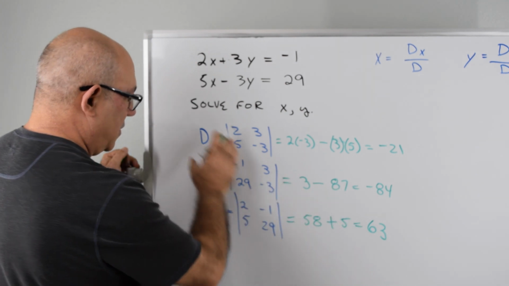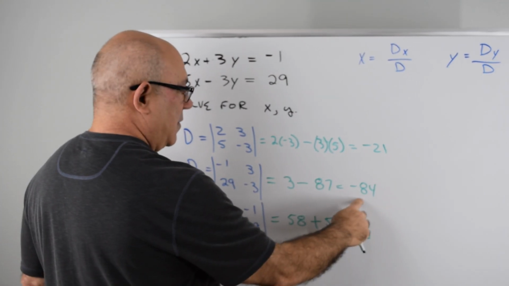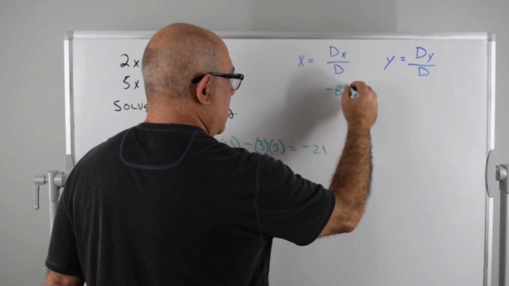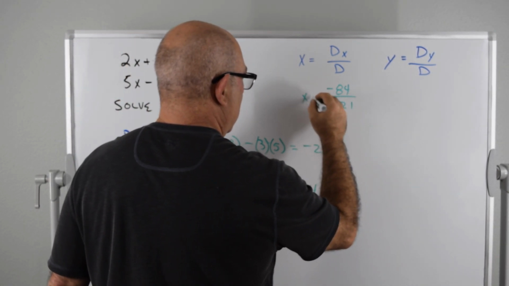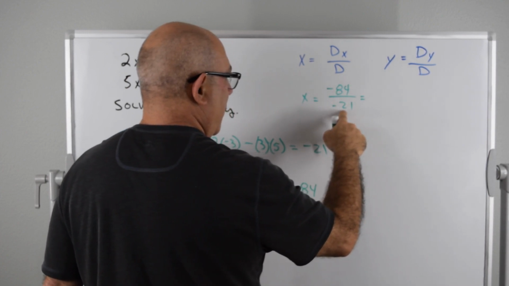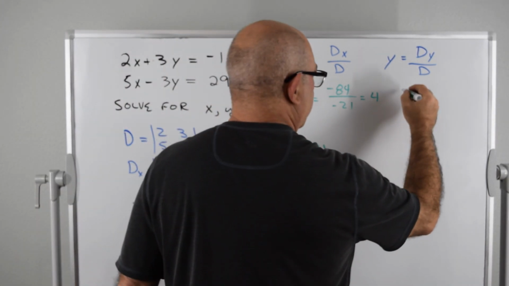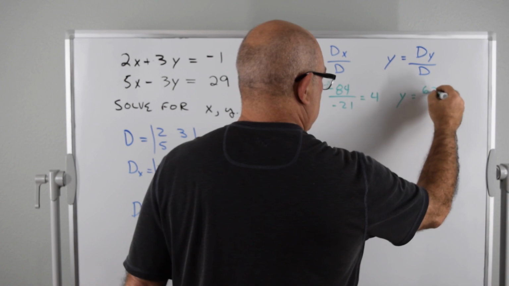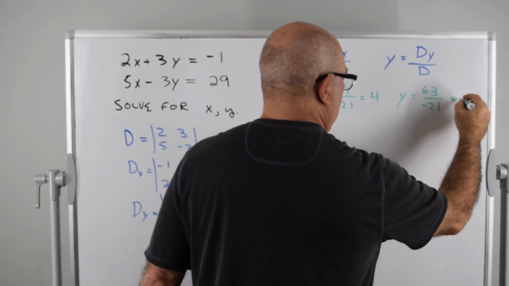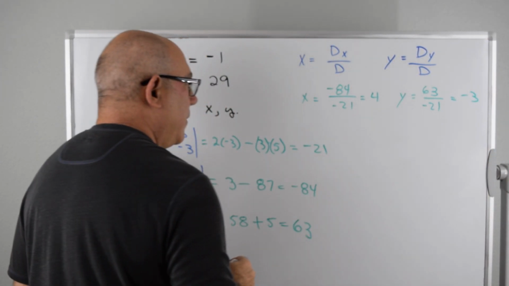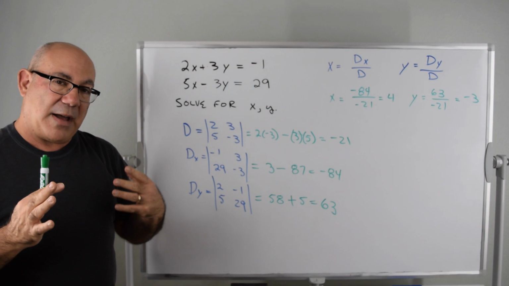Now we have the values of each of the determinants, and we're going to plug them in here and solve. So we have dx is minus 84 divided by d, which is minus 21. That equals 4. Now we're going to take dy, which is 63. We're going to divide that by minus 21. That equals minus 3. It's the same answer we got in the other 2 parts of the video. So it's just a matter of how you want to solve the equation.